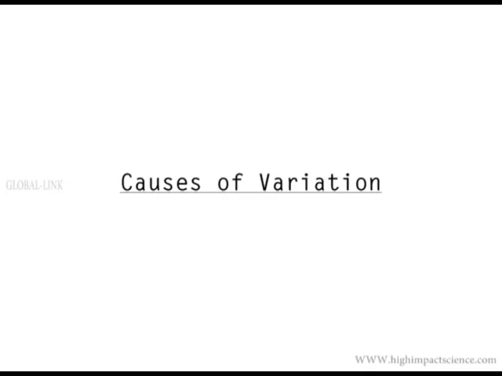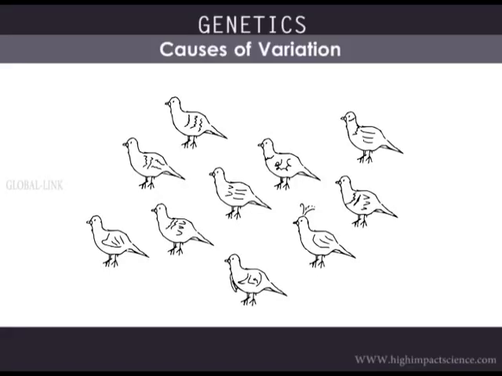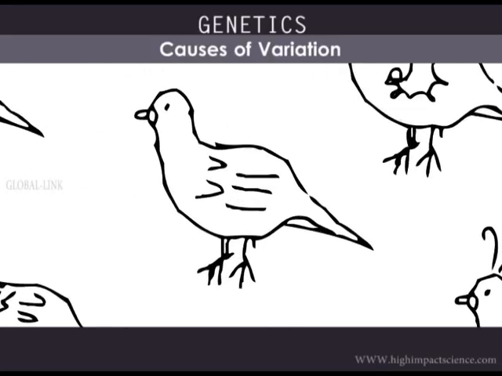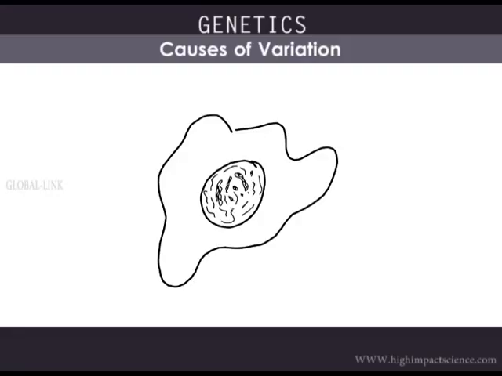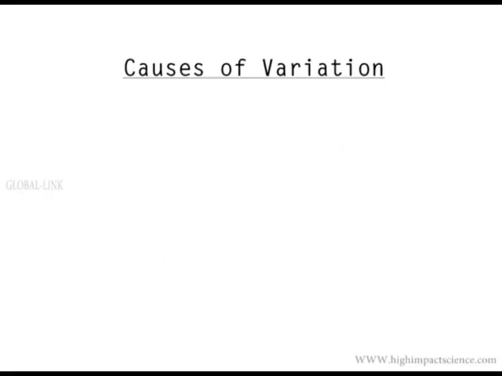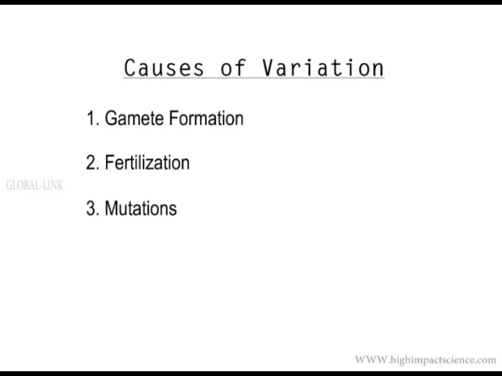Causes of variations. Scientists now know that changes of various types happen in the genetic code itself, which increases genetic diversity among individuals and among species. These changes occur during gamete formation, fertilization, and also due to mutations.